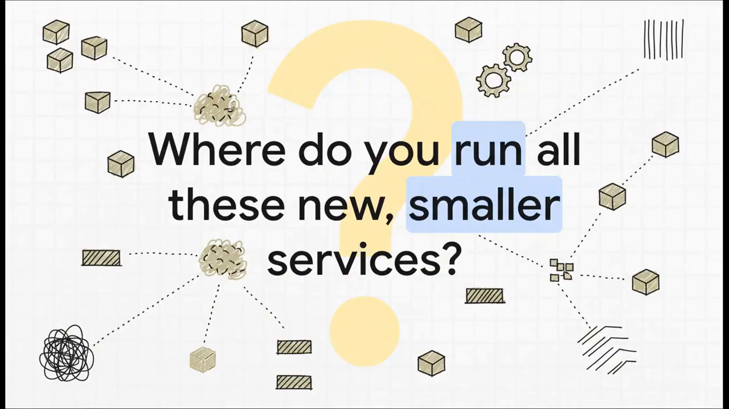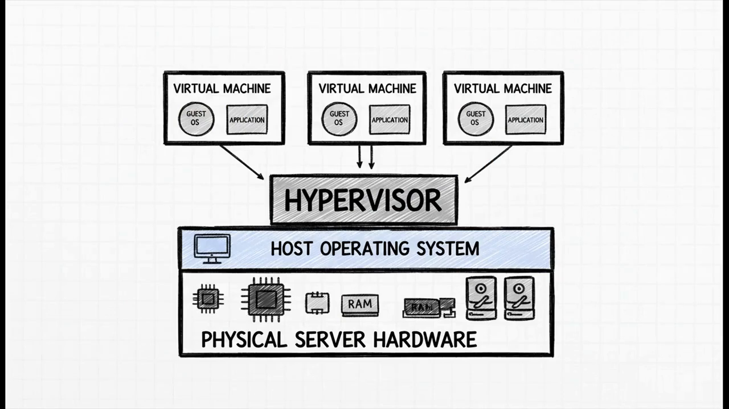Okay, but wait. If you solve one problem, you often create another, right? So now you've gone from one big application to maybe 50 small ones. Where do you run all of these things? How do you make sure they don't start messing with each other's settings and create a whole new kind of dependency nightmare? The first real answer to that question was the virtual machine, or VM for short.